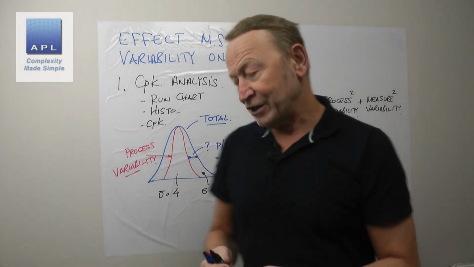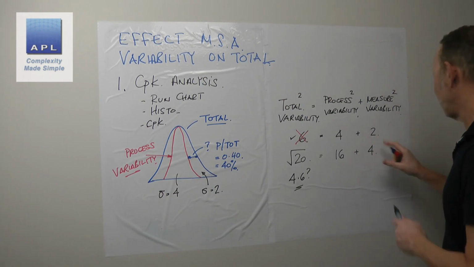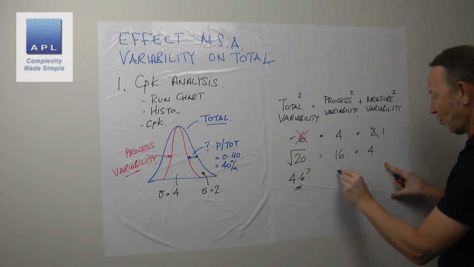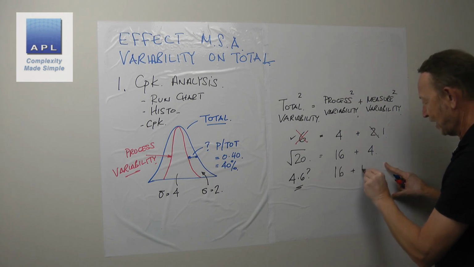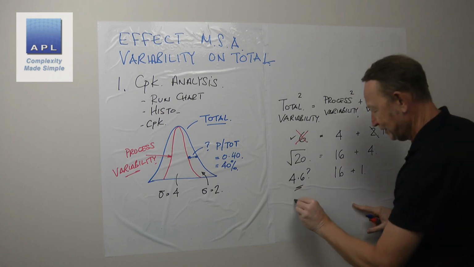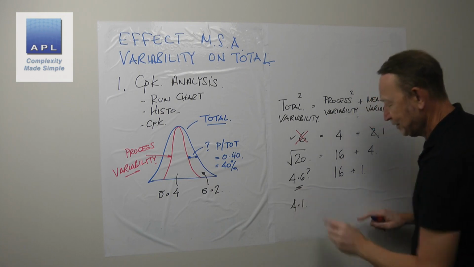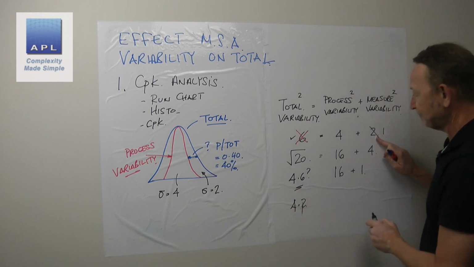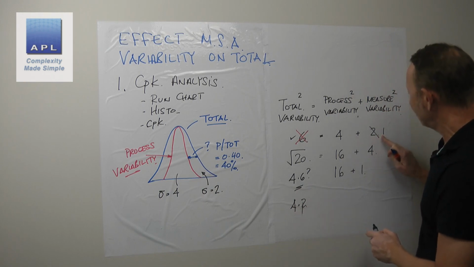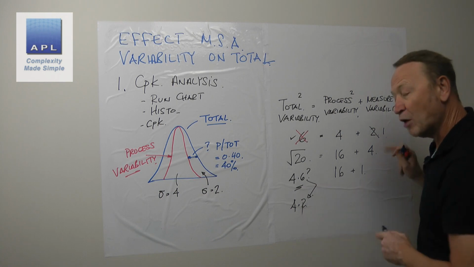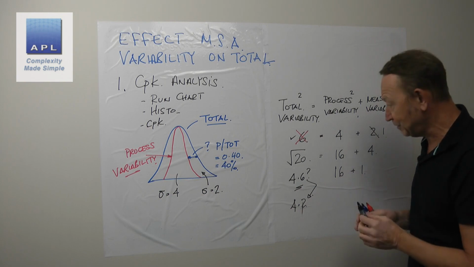You add variances. And of course, if you said to yourself, well, if I reduce this thing from 2 to 1, what would that create? Well, it would create 16 plus 1. Now you're doing the square root of 17, which is probably 4.1 something, maybe a little bit more, 4.2 something. So you can see that by knocking 1 off the variability of the measurement system, you won't get 1 off the total standard deviation.